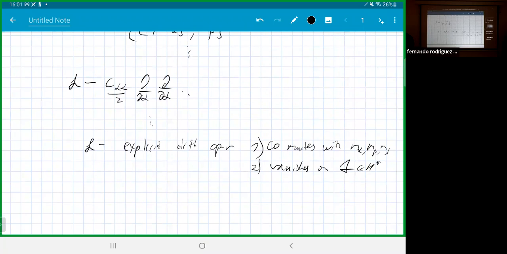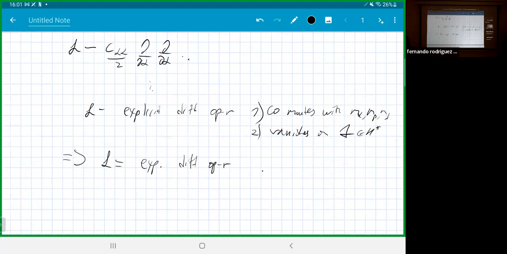Therefore, L is given by the explicit differential operator. And in particular, since L of 0 is 0, you must send the ideal to itself; the explicit differential operator preserves some relations. Some hard relations, these you gave us.